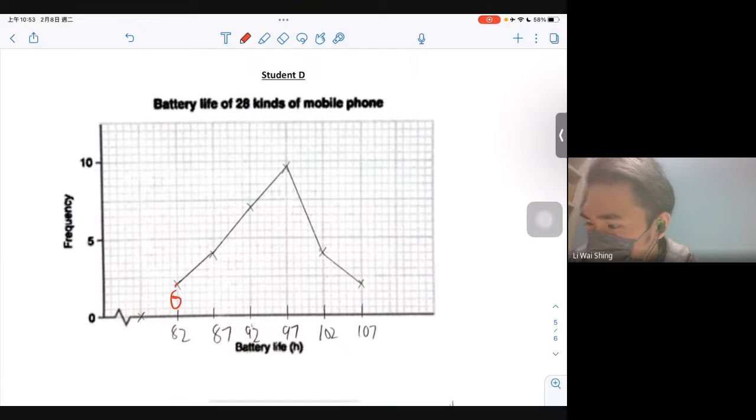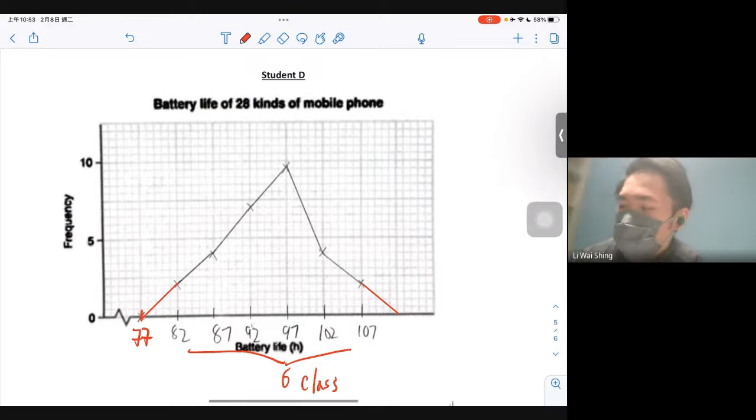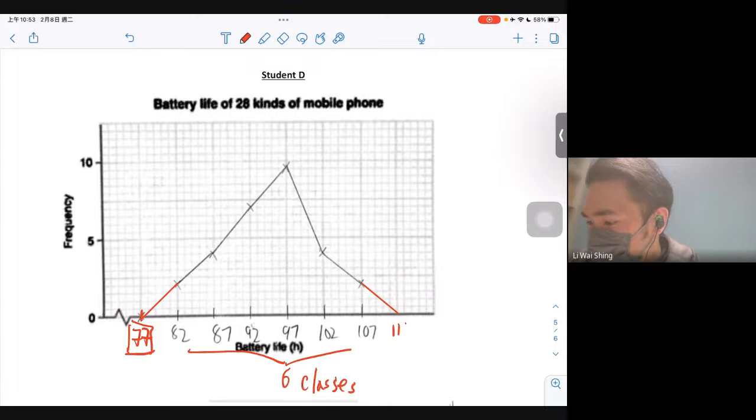There is a gap here, there is a gap here. It's not a polygon. So when you are asked to draw a polygon, you need to add an extra class there. But for this class, the frequency is equal to 0. Okay? Yes, there are 6 classes only. However, because we want to draw a polygon, that's why we need to add 2 extra useless classes there. Okay, so that we can have the polygon.